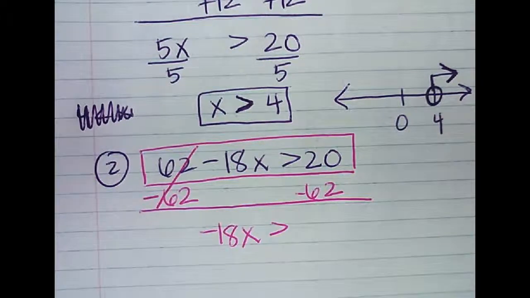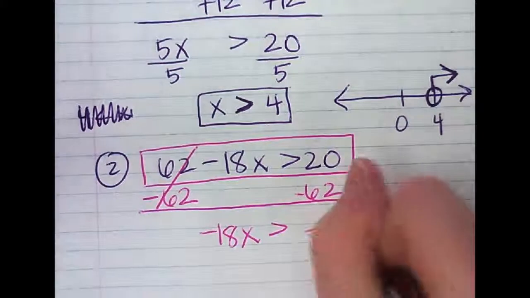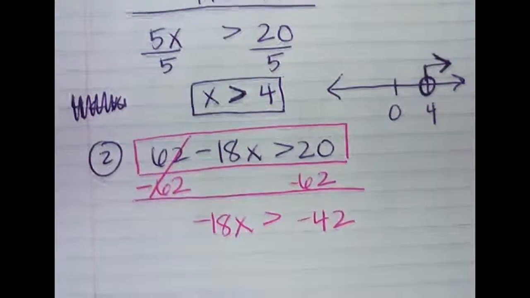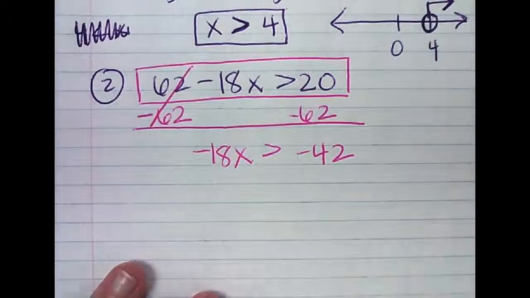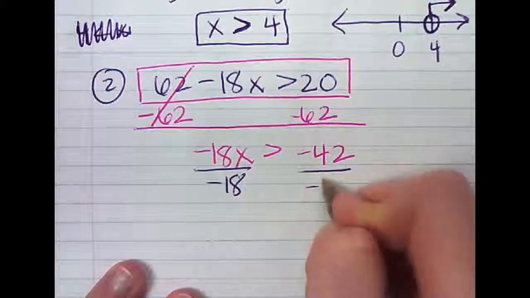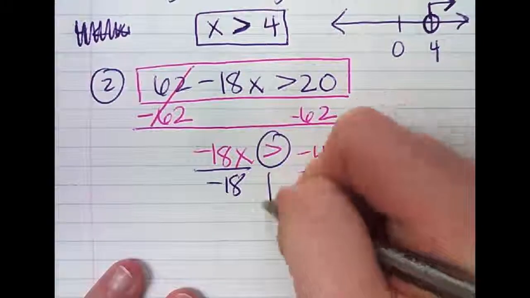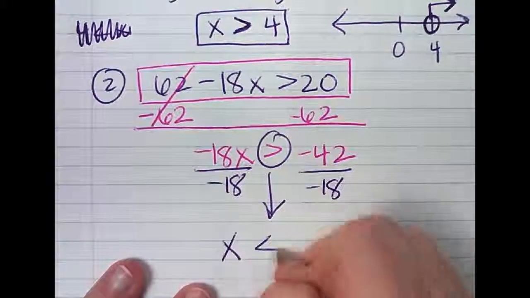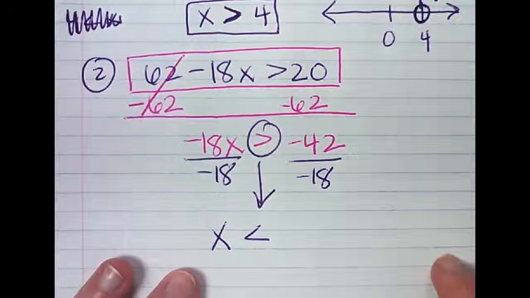What's 20 minus 62? Negative 42. Okay, I'm dividing by negative 18. So what do I do? Good, flip the sign. So x is less than, what does that reduce to?